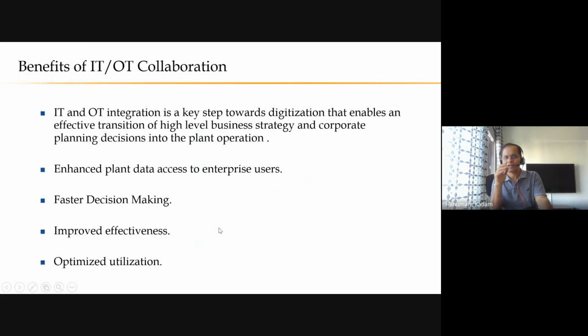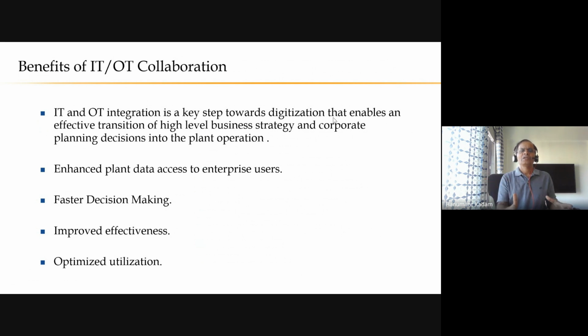Then, as I told, I have explained the benefits of collaboration or convergence. But you see here, IT OT integration is a key step towards digitization. So now, when we are talking about Industry 4.0 or cloud-based adoption, or IIoT implementation, IIoT means industrial, it is totally digitized. You are talking about everything being digitized.